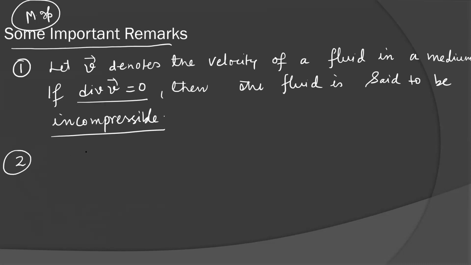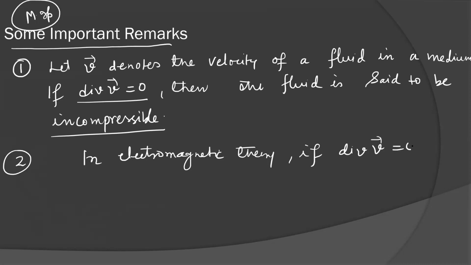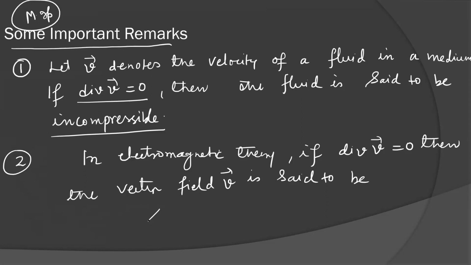Second is, in electromagnetic theory, if divergence V equal to 0, then the vector field V is said to be solenoidal.